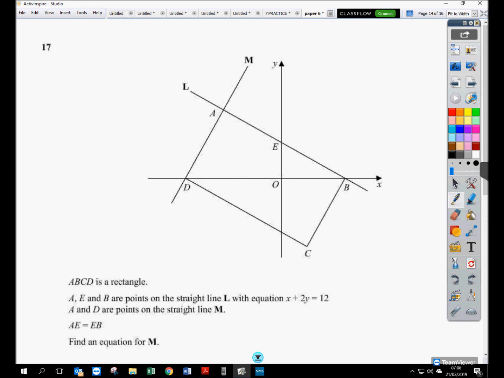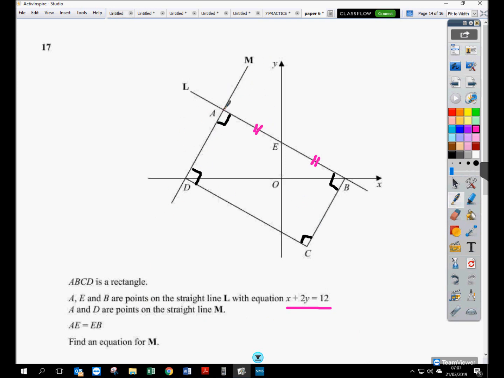So equations of lines, straight lines, perpendicular, etc. ABCD is a rectangle. That means we have a right angle here, and here, here, and over here. And what that means is, this question is to do with perpendicular lines and perpendicular gradients. So, line L has equation x plus 2y equals 12. AE equals EB. So this distance from A to E is equal to this distance here. Find an equation for line M.